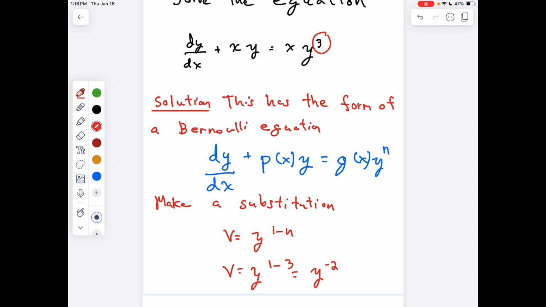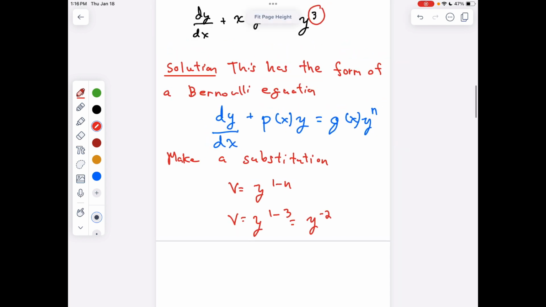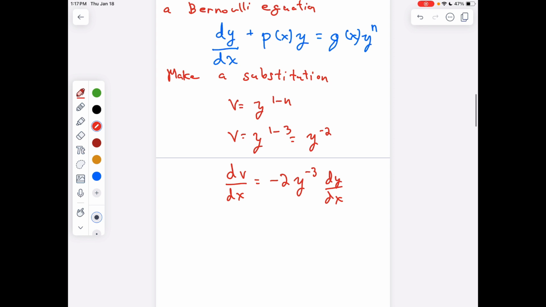All right, so what do we do with that? The next thing is as follows. We're going to take a derivative of both sides with respect to x. Because v is y to the minus 2 and y is in terms of x, v is also a function of x. So this would be dv/dx on one side. We're doing an implicit derivative. What's the derivative of y to the minus 2? It's negative 2 y to the minus 3 dy/dx. And I'm going to solve for dy/dx, and dy/dx would be y³ over negative 2 times dv/dx.